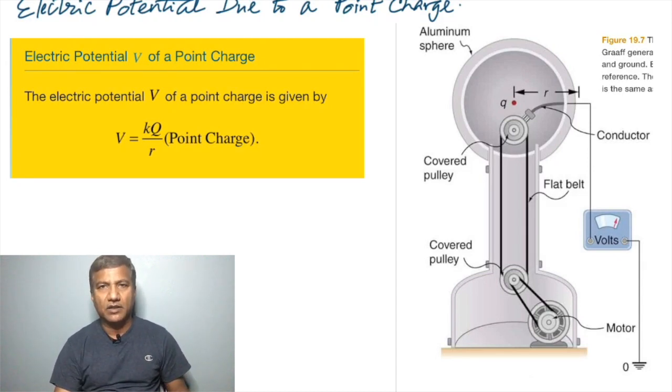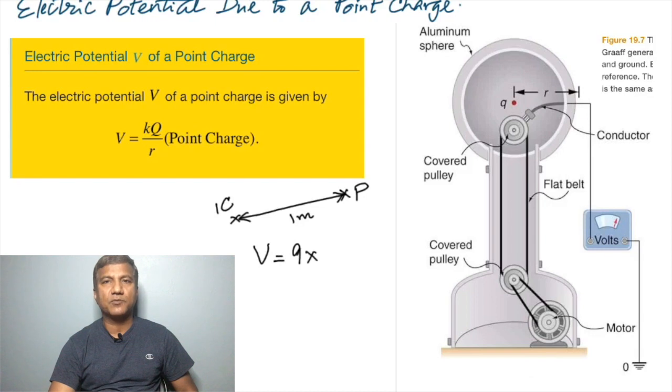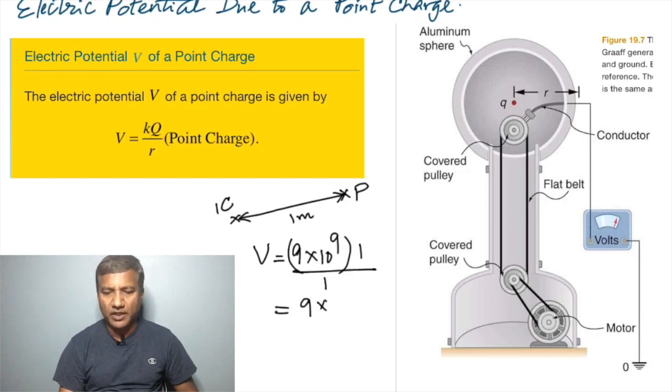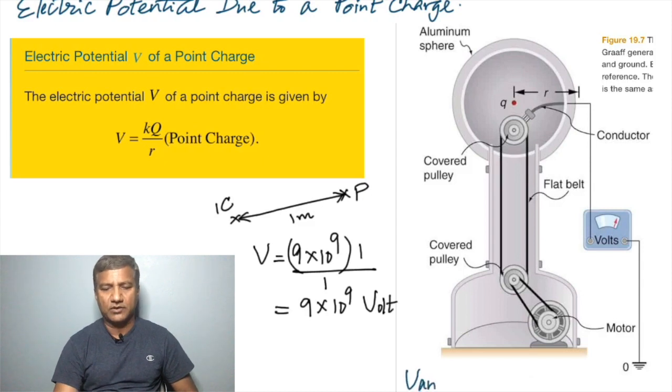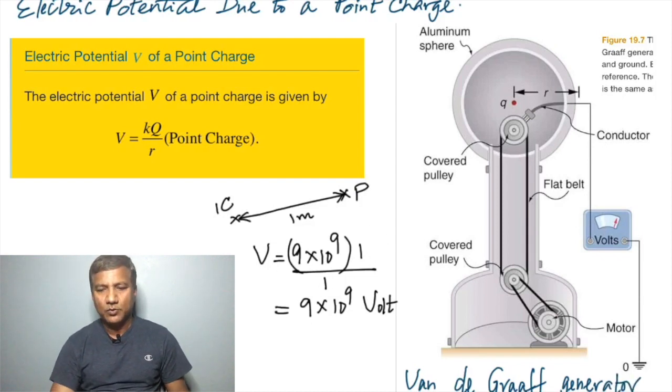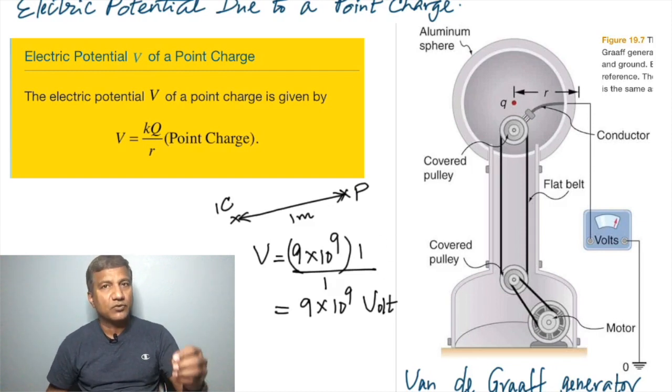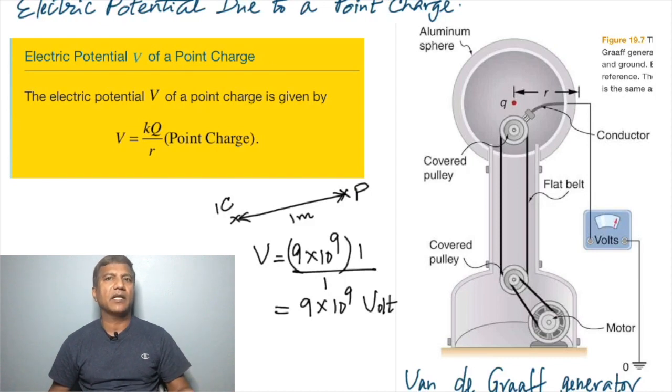So if we simply calculate, as an example, if you have 1 coulomb and you want to find the electric potential at a point P, which is 1 meter away, we're going to get a huge voltage: 9 times 10 to the 9 by 1 by 1. Because the charge is 1 coulomb and the distance is 1 meter, which gives 9 times 10 to the 9 volt, which is really big. This shows that a charge of 1 coulomb is actually a big charge because it sets up such a huge voltage. And that's why usually we talk about micro coulombs and nano coulombs and pico coulombs, etc.